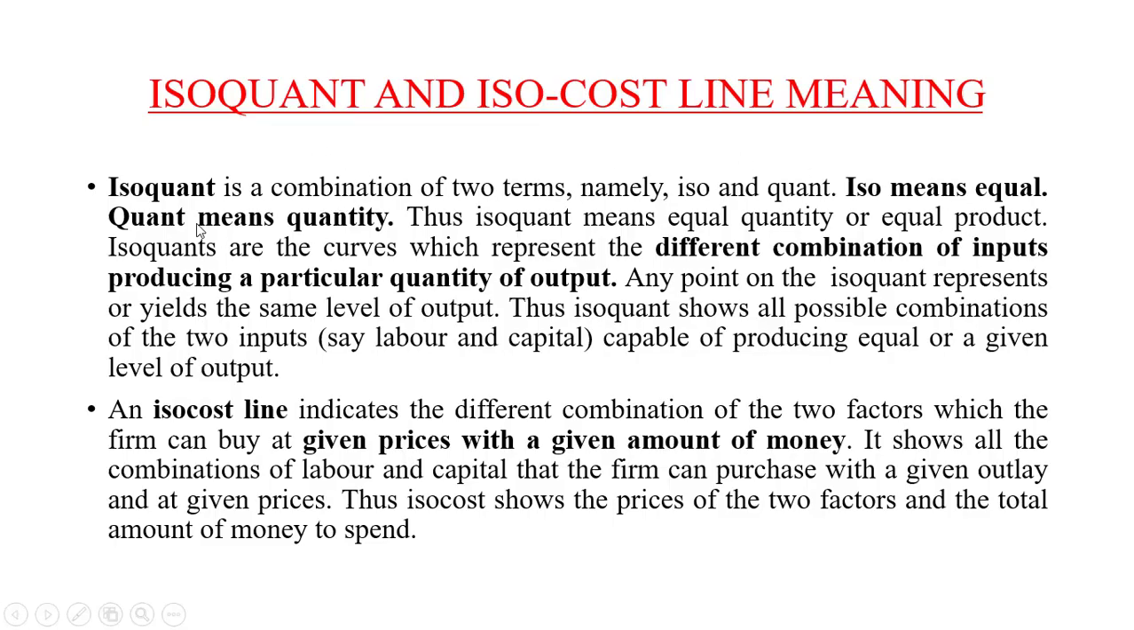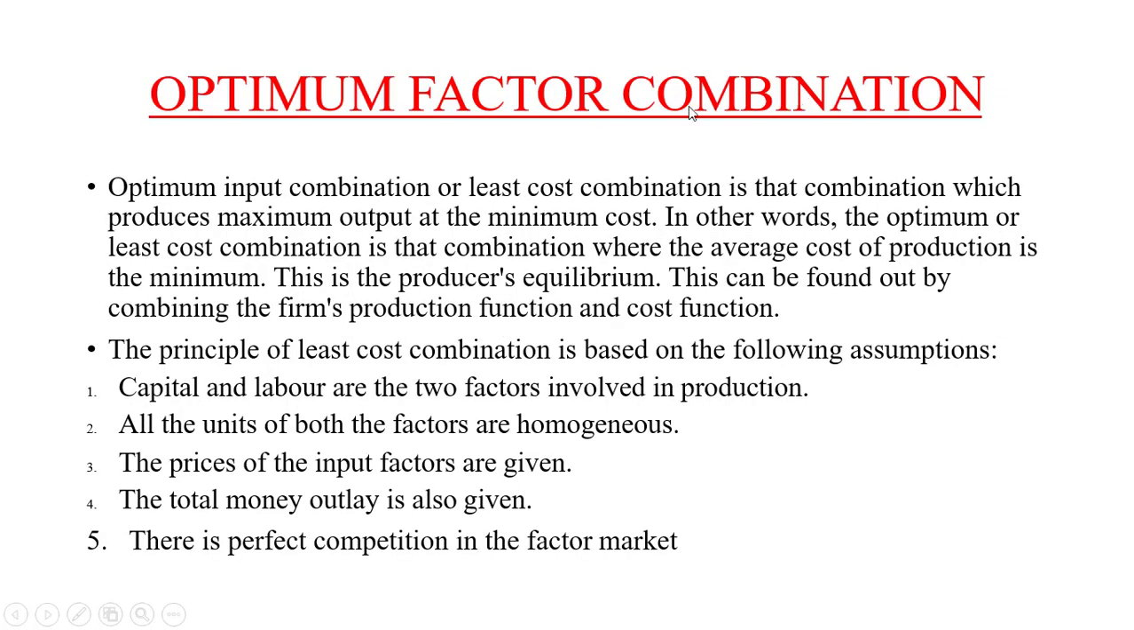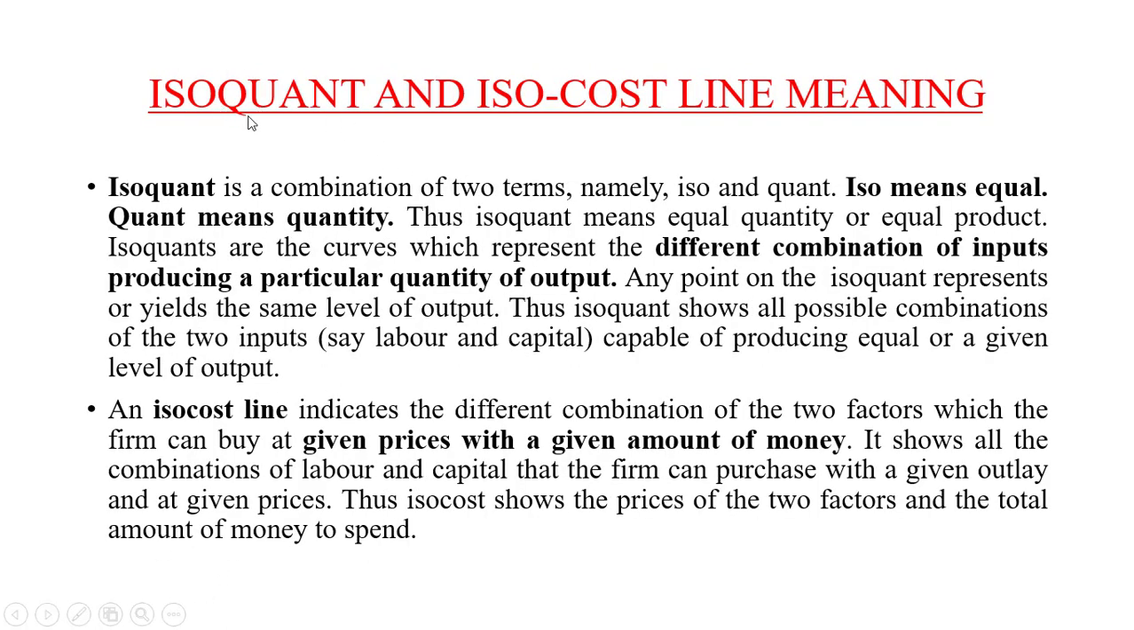Just for a brief idea, isoquant is a combination of two terms, namely iso and quant. Iso means what? Equal, and quant means quantity. Isoquant means equal quantity or equal product. That means this is a curve which shows the combination of inputs and output. Okay, now when we talk about this optimum factor combination, I've told you that it is the maximum combination of labor and capital, and how in a diagrammatic way you can show it with the help of isoquant line.